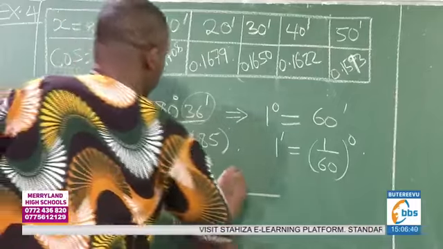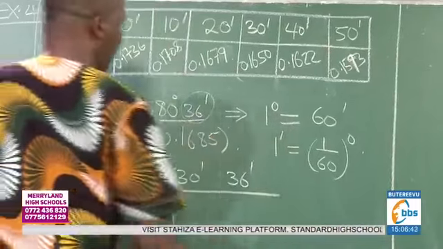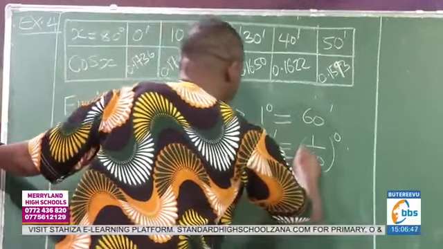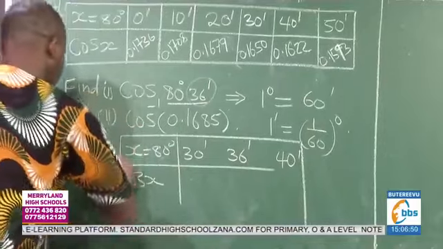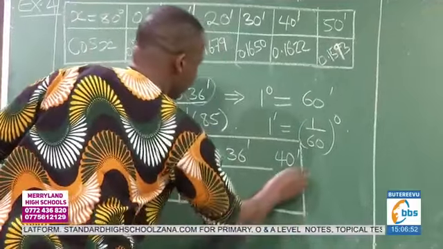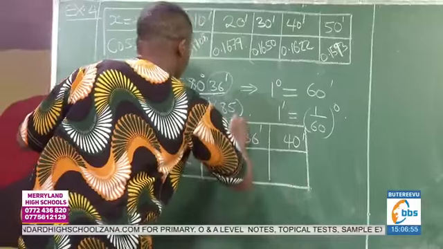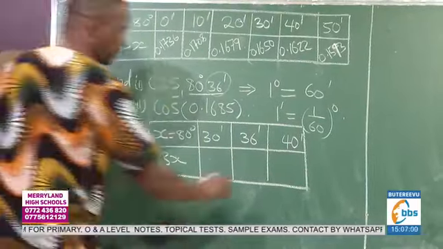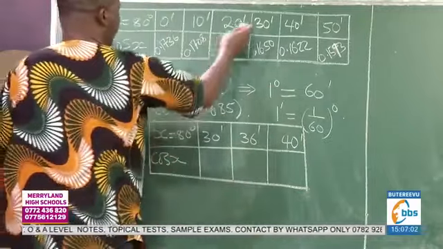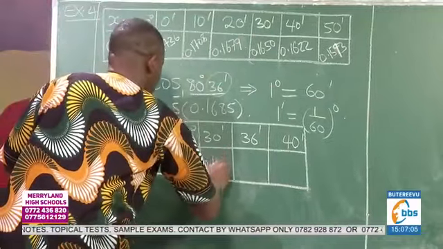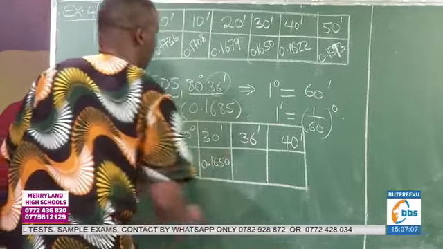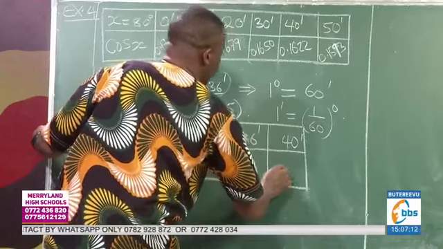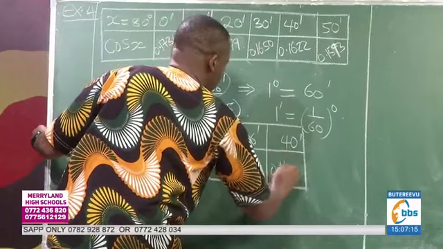Minutes, then the 36 minutes that we are looking for, and then the 40 minutes. This therefore implies that this number falls under interpolation, and we already have these values. 1650. This is what we are looking for. I'll call it A, and then we have 0.1622.